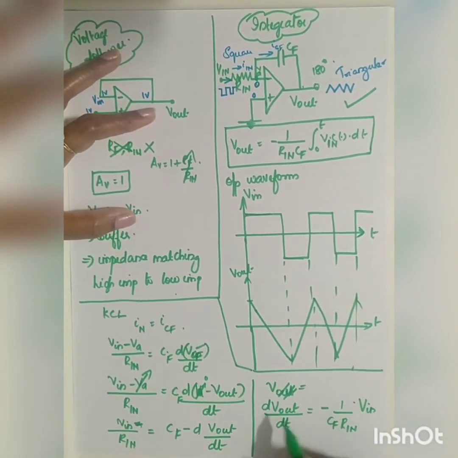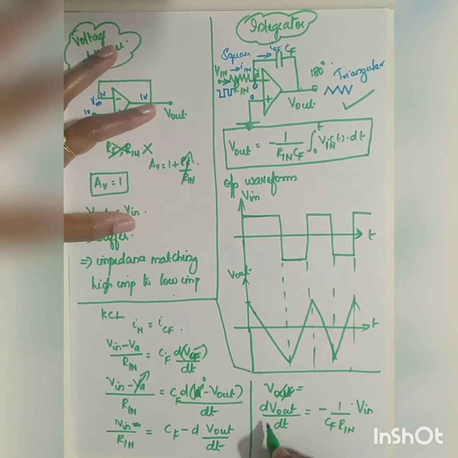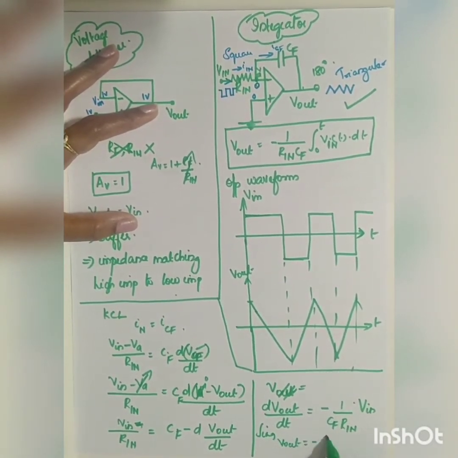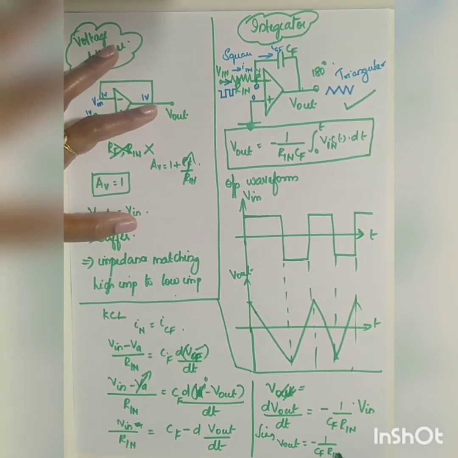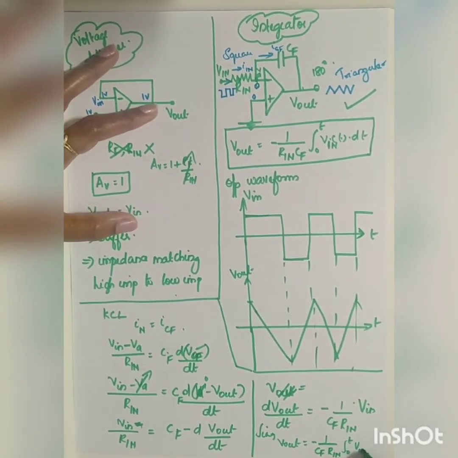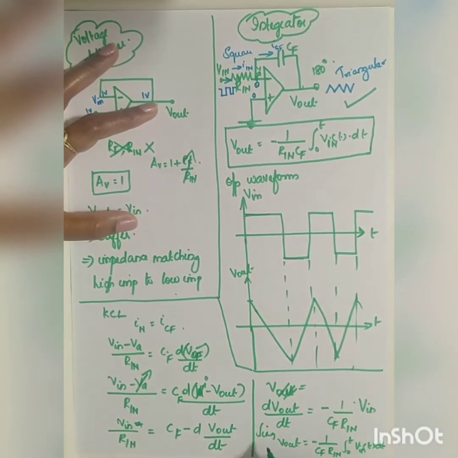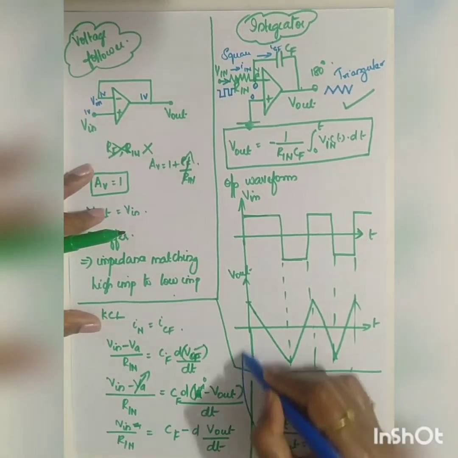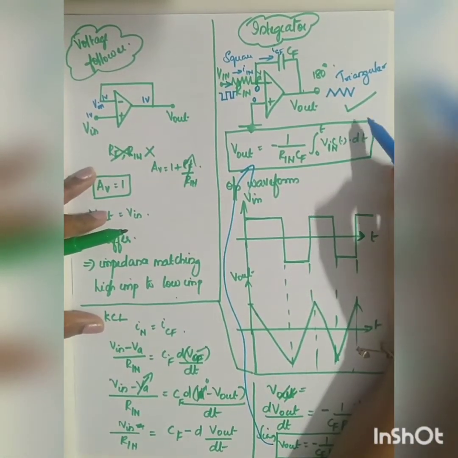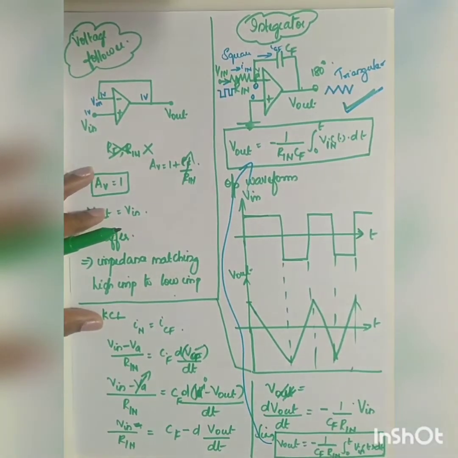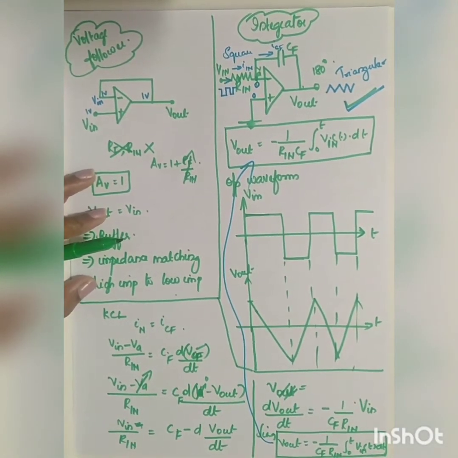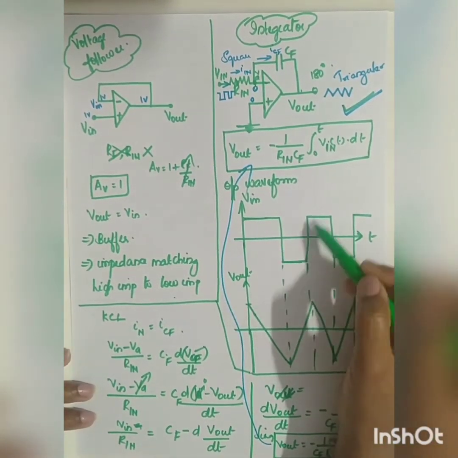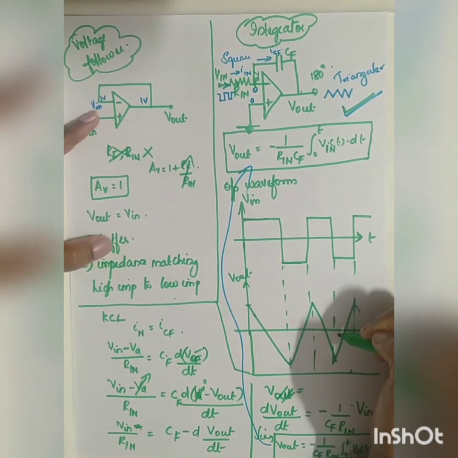Now if I have to find V out, you can integrate both sides. Doing that, you will get V out equal to minus 1 by CF R in, integral from 0 to T of V in of T into dt. So this is the equation which you have written here. As per your syllabus, you have to study only this final equation. This is just for your understanding. It integrates the area of your input signal. So if a square wave is given, you will get the output as a triangular wave.